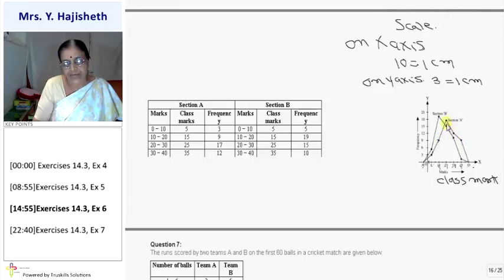I have joined the points with line segments. And this first point is joined with -5 and the last point is joined with 55, for the last class 45 to 55.